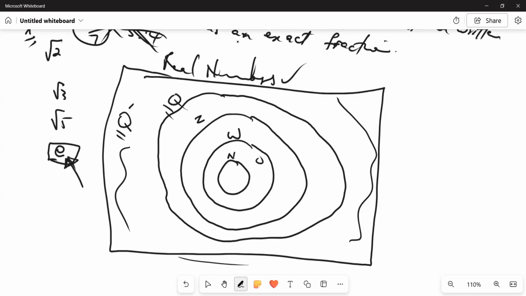Of course, there are other number sets within the real numbers, like you hear of even numbers, odd numbers, prime numbers, you hear of composite numbers.